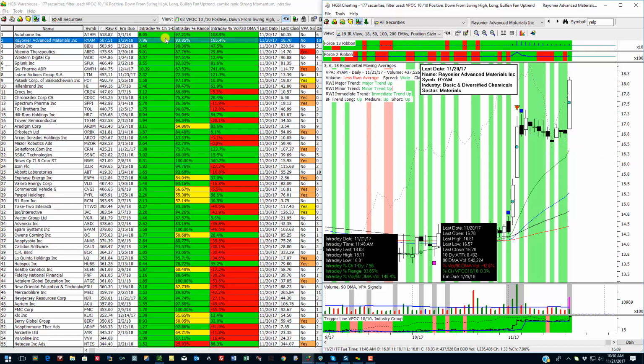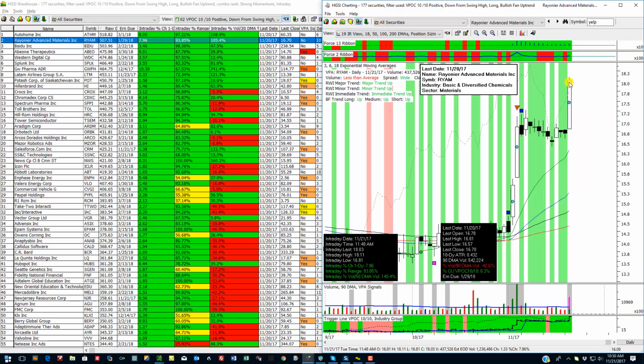Now, this is an example of an IR, and let's just use this chart right here. It's Rainier, RYAM. You can see it's up 7.96%, but this has been setting up for several days for an IR. Yeah, if you'd have gotten in here, you probably would have gotten stopped out, but over the past few days, if you'd have taken this setup, you'd have a nice profit today.